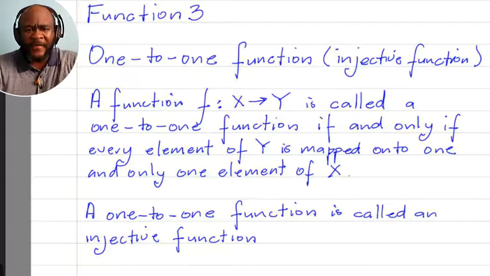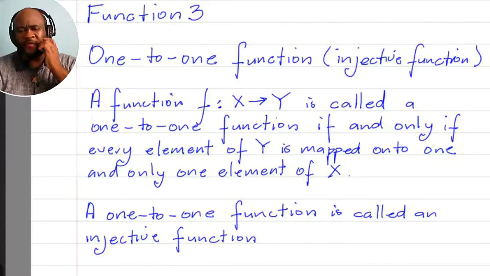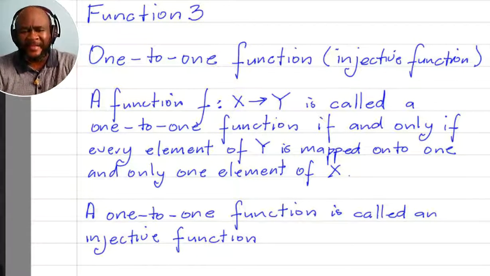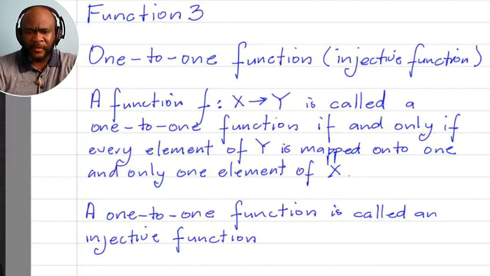So a function is one to one if every element in the codomain y is mapped onto only one element in the domain x. Now a one-to-one function is called an injective function. All right.